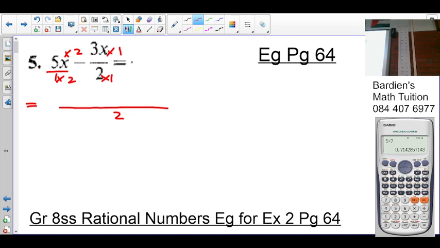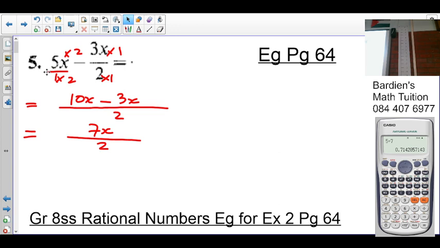So 5x times 2? 10x. Minus 3x times 1? The ultimate answer, or the final answer, is going to be positive or negative? Positive. So that between 10 and 3, 10 is larger. So 10 minus 3 is 7. So 10x minus 3x is 7x over 2. Okay.